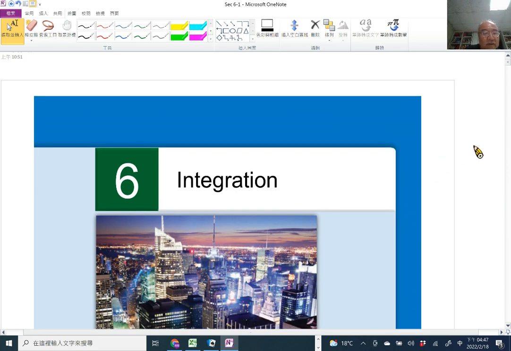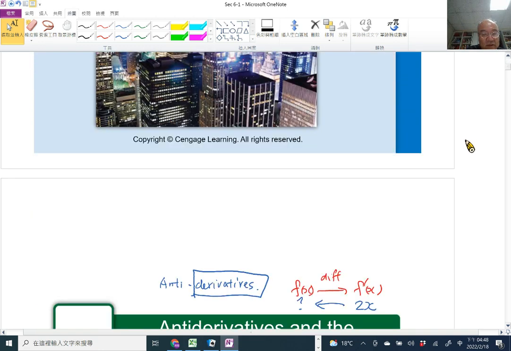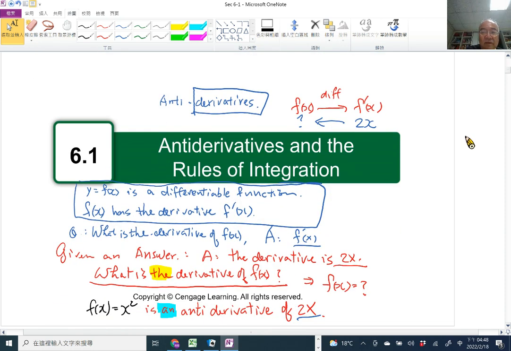Okay, in this semester, we start with integration. That is an anti-operation of differentiation. So let's take a look at some of the basic ideas about the antiderivative.